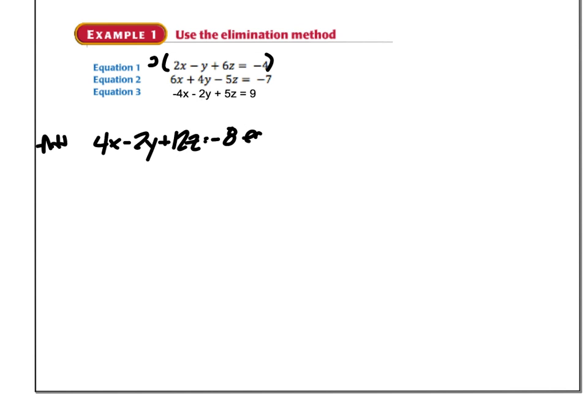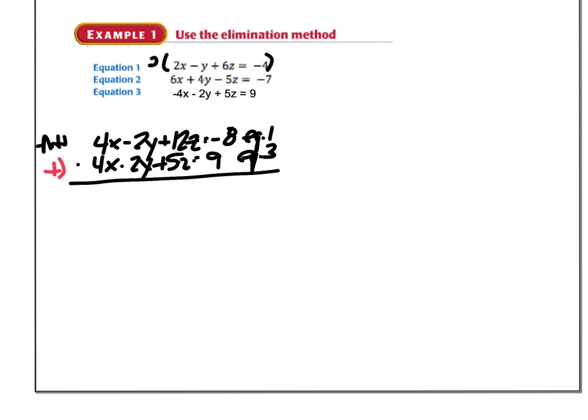And really this is just your equation 1. And right below it I'm going to write equation 3 over again. Negative 4x minus 2y plus 5z equals 9. And you're going to add these two together. And you know me, I like the big plus sign out front.